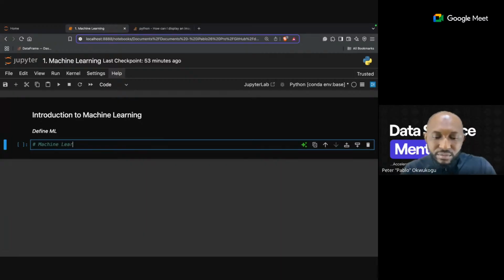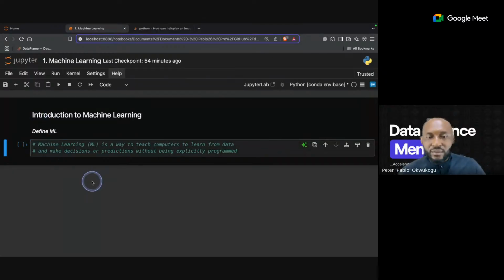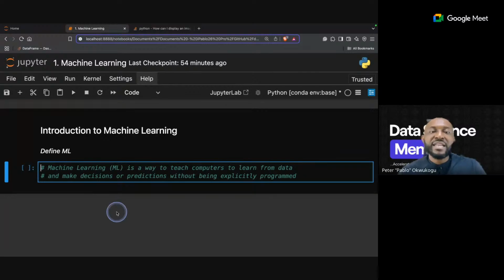So, what ML is. It's a way to teach computers to learn from data, and then make decisions or predictions without being explicitly programmed. Right, so this is it. Without being explicitly programmed. Let me make it a little larger so we can see this.